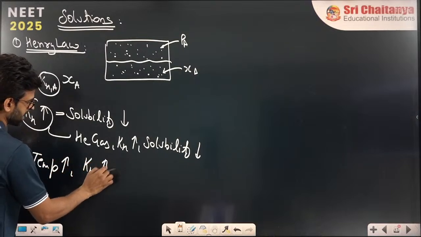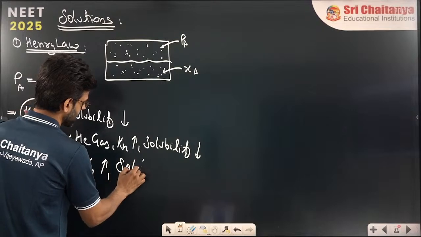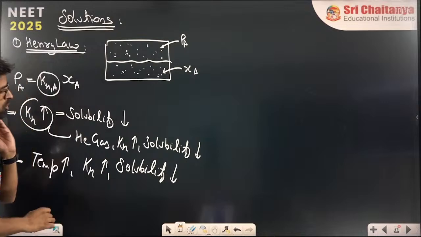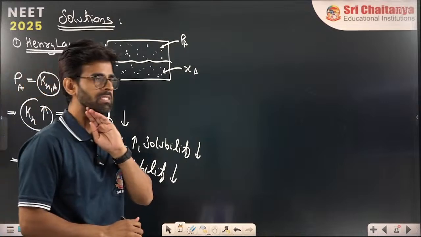So next thing is, if you increase temperature, actually the increase of temperature increases the KH value of a gas, and that's why temperature increase indirectly decreases what? Solubility, right? Again a very simple question.